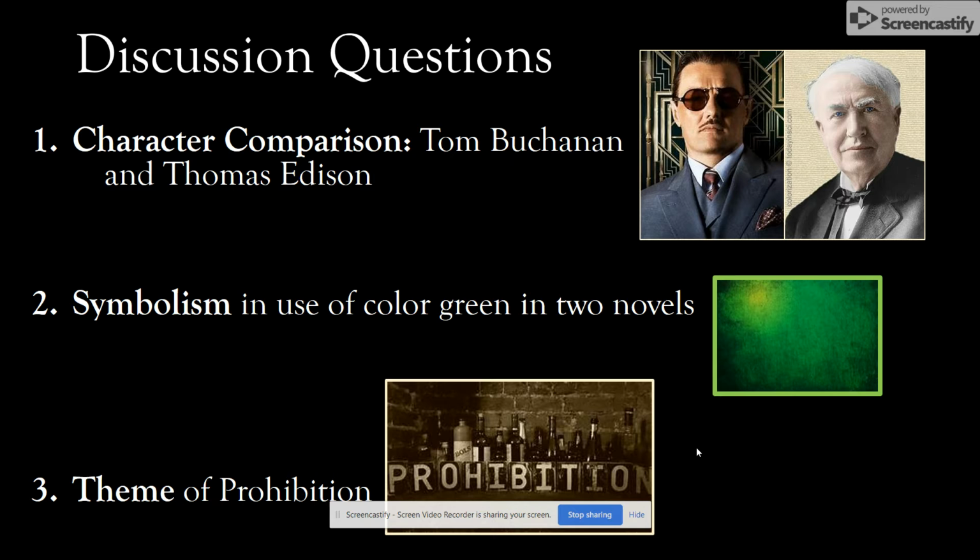For my discussion questions, I again went in 3 different directions for the sake of the project. The first one is a character comparison between Tom Buchanan and Thomas Edison. The second one is symbolism in the 2 novels of the color green. And the third one is a theme of the Prohibition, which actually spans all 4 pieces and almost identifies the Roaring Twenties.